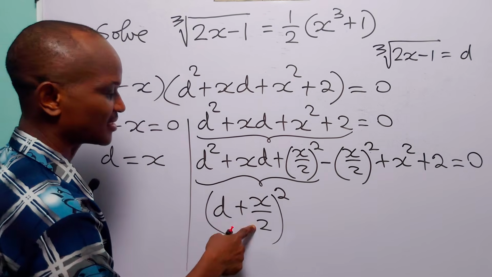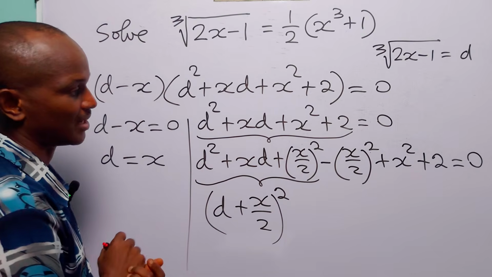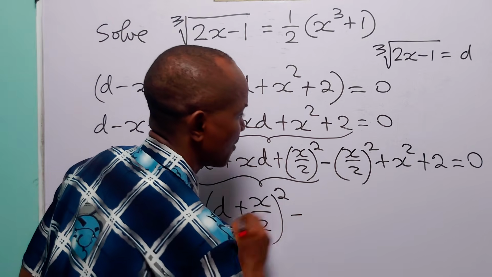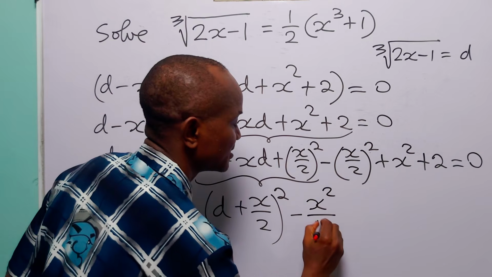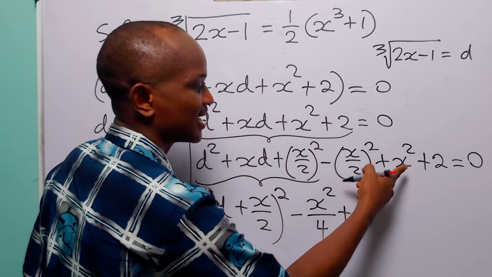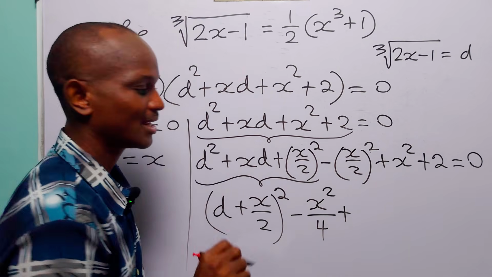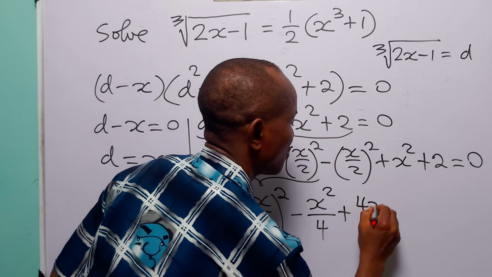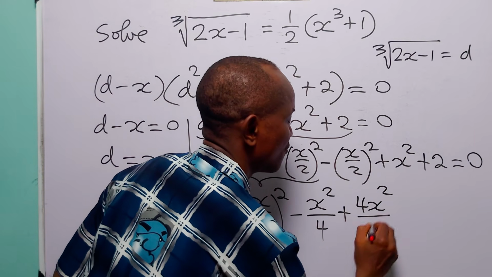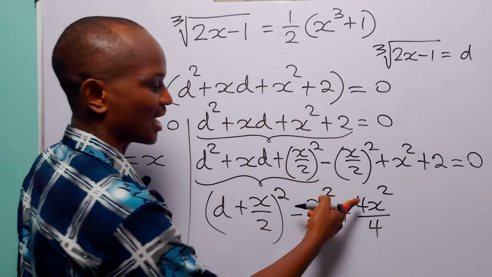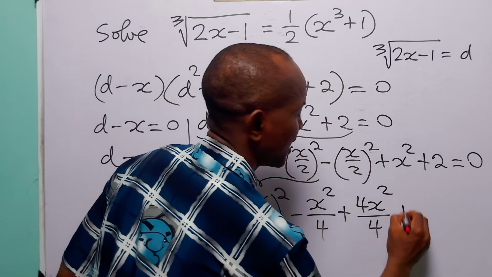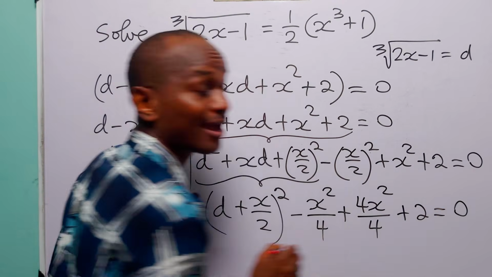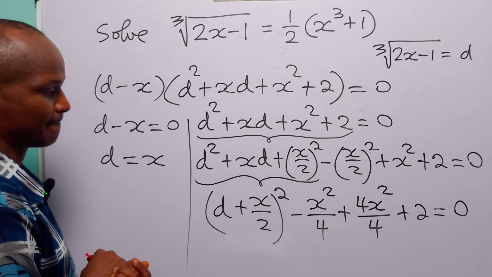And finally, we have (x/2)^2, which is what we have here. Now, we still have minus x^2, (2)^2 is 4. Then we have plus, instead of writing x^2, let us write it as 4x^2/4. Of course, you know that 4x^2/4 is still equal to x^2. Then we have plus 2, and this is equal to 0.